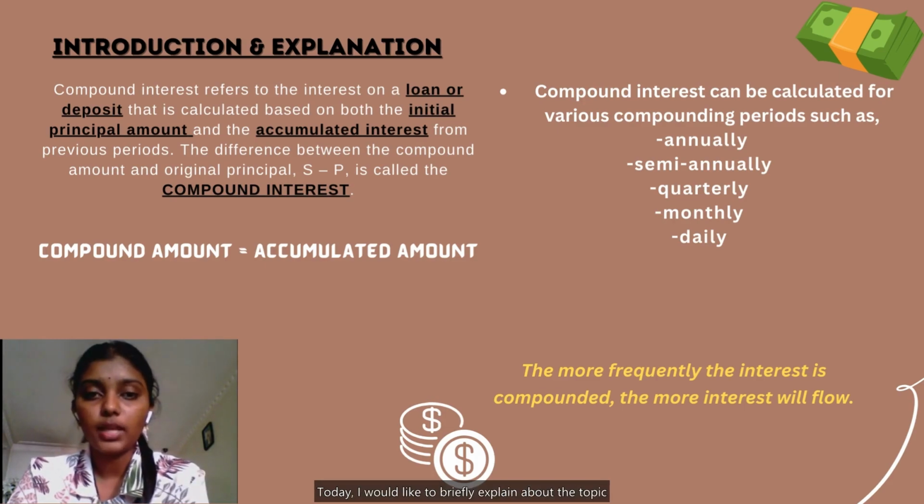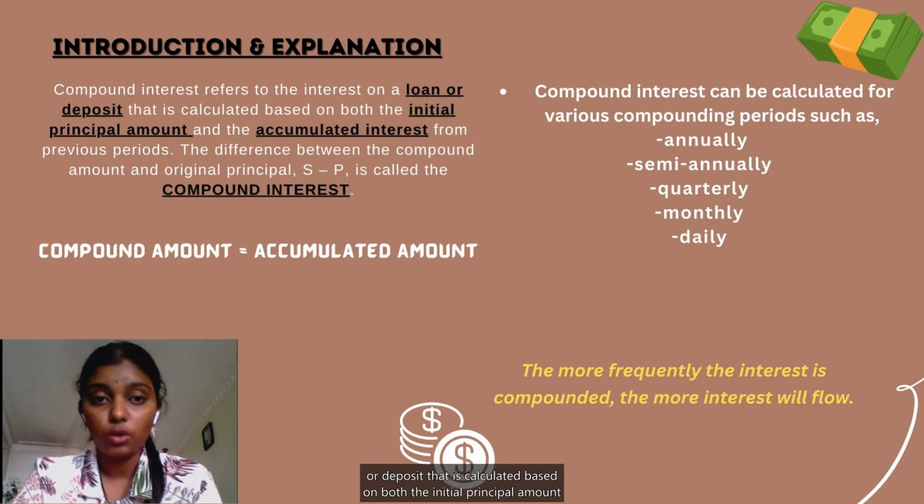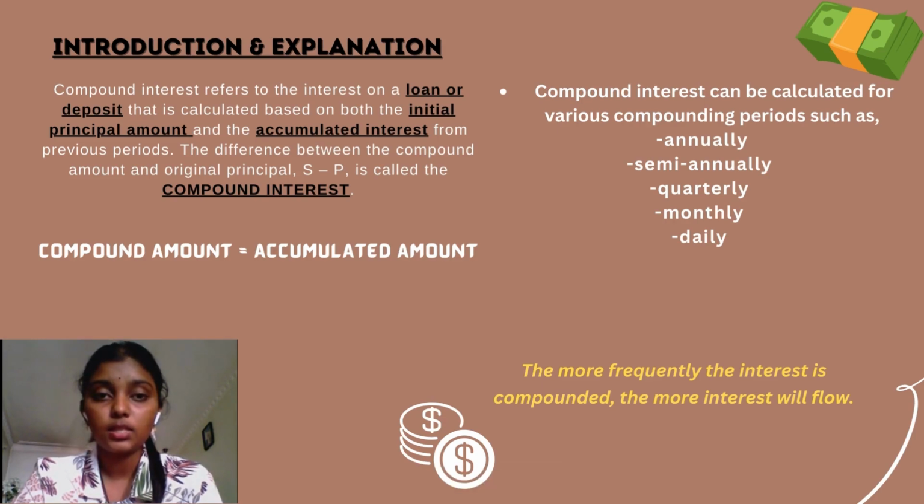Today I would like to briefly explain about the topic that we have chosen, which is compound interest. Compound interest refers to the interest on a loan or deposit that is calculated based on both the initial principal amount and the accumulated interest from previous periods. In simpler terms, it is interest on interest.